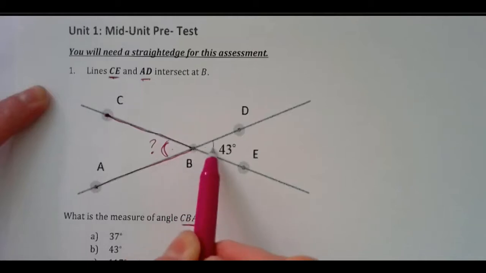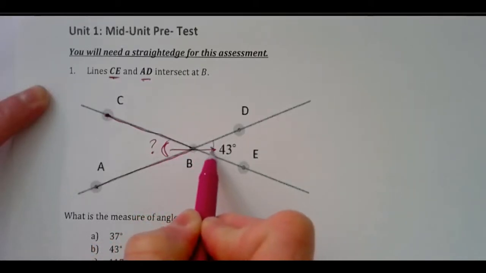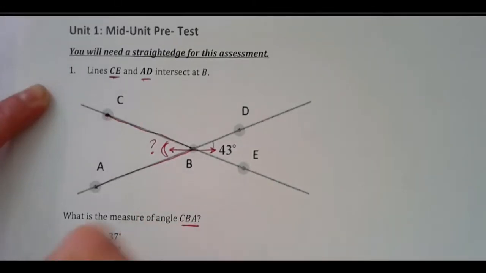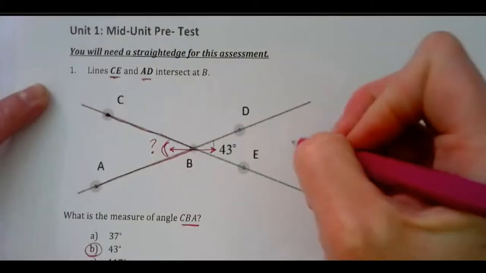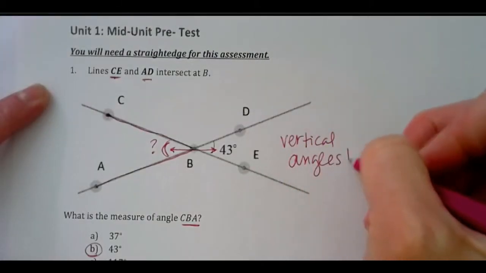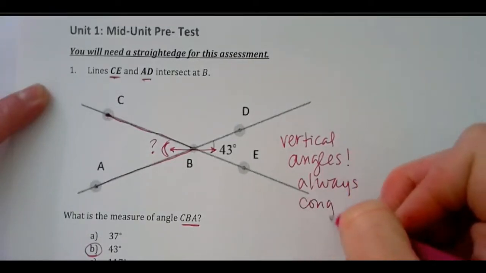These two angles are across from each other. A pair of angles created by two lines intersecting are vertical angles. Vertical angles are always equal. They're always congruent.